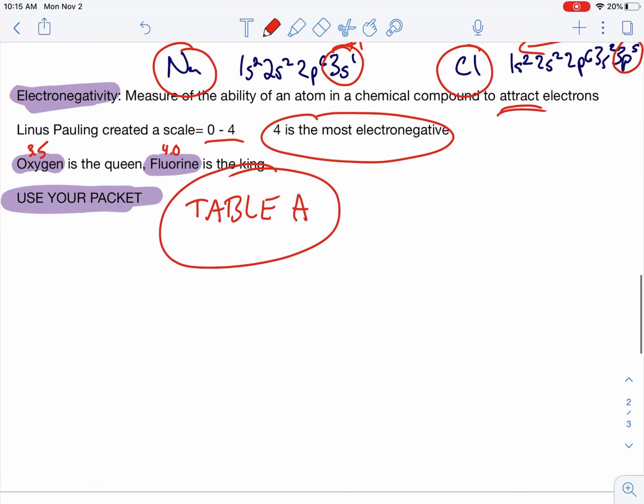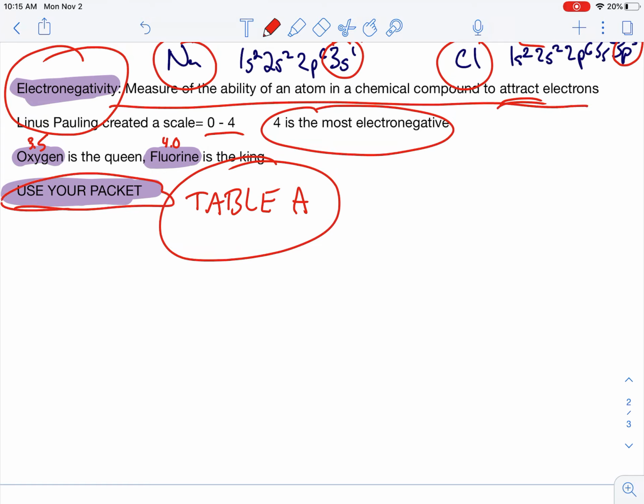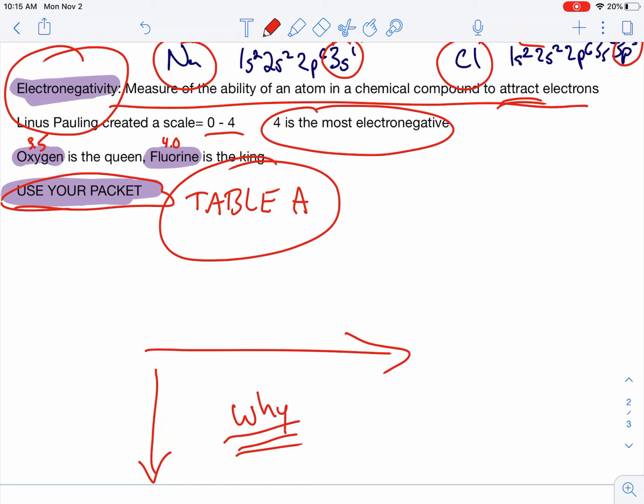I would like you to know a couple things about these. This one you can look up. You just need to memorize the definition and then use your packet, and you should be all set. But for the other ones, I need to know the period trend, moving from left to right. I need the group trend, moving from top to bottom, and I need to know the reason behind those trends. Why is that trend a thing?